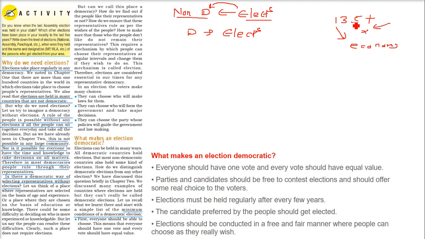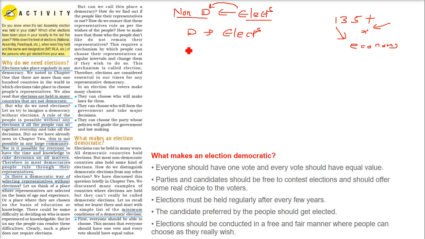But is there a democratic way of selecting representatives without elections? There may be. You can choose on the basis of age and experience, or on the basis of knowledge. But now in a democracy, generally, elections are held. There are candidates who come into elections as contestants, and people cast their vote, and finally whoever wins is their representative. So elections are considered essential in our times for any representative democracy.